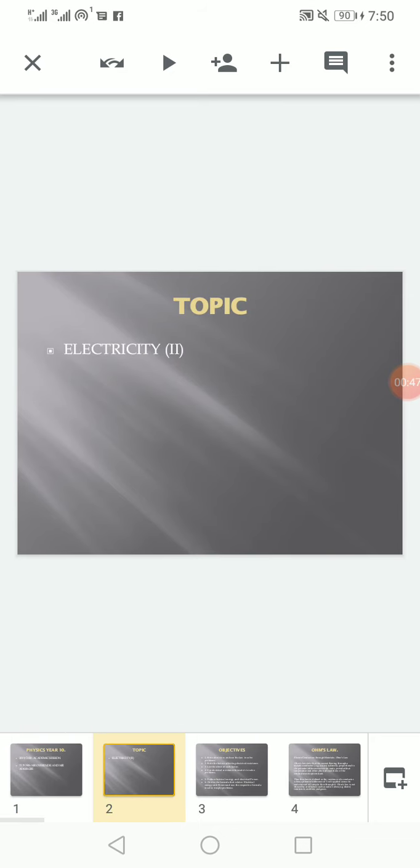The topic of our discussion is electricity 2. I call it electricity 2 because we've already had electricity 1. Under that one, we looked at the definition of electricity, conductors and insulators, the various methods of generating electricity in the lab, and examples of conductors and insulators.